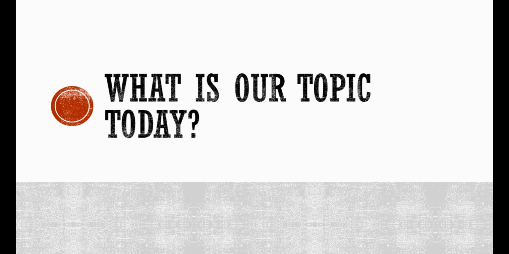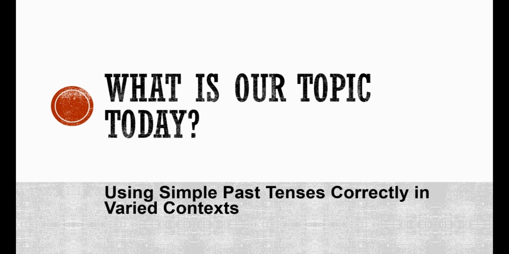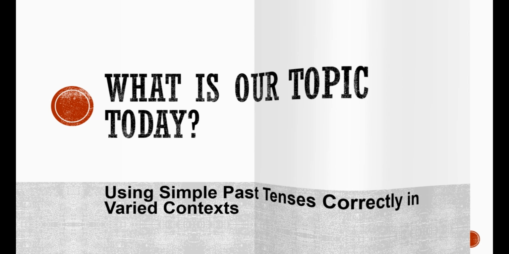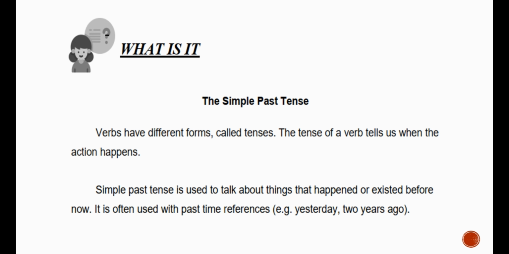So do you have an idea what we will be talking about today? That's right, we'll be talking about the simple past tense. Verbs have different forms called tenses. The tense of a verb tells us when the action happens. So a simple past tense is used to talk about things that happened or existed before now. It is often used with past time references like yesterday, 2 years ago, and the like.